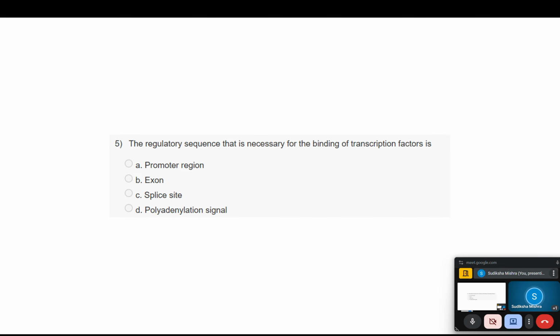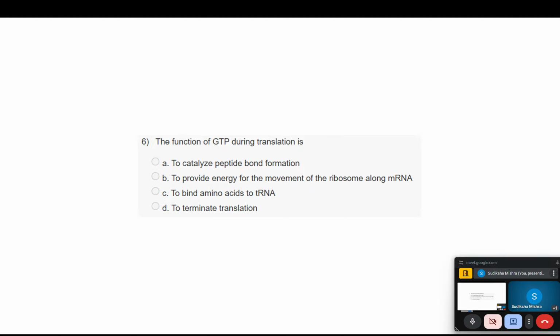The regulatory sequence that is necessary for binding of transcription factors is promoter region, exon, splice site, polyadenylation signal. It's the promoter region. Function of GTP during translation is to catalyze peptide formation, provide energy for movement of ribosome along mRNA, bind amino acids to tRNA, or terminate translation. The answer is to provide energy for movement of ribosome along mRNA.